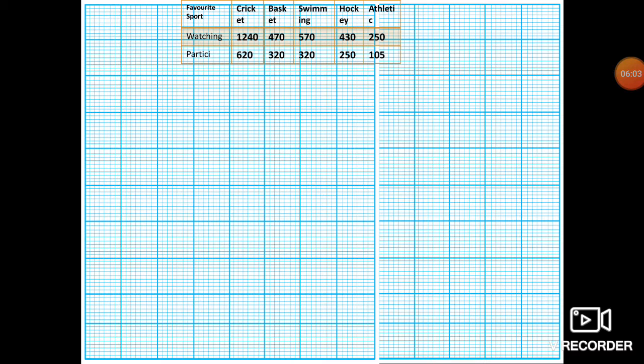So let's construct the double bar graph. We draw the vertical line, then the horizontal line. Bigger numbers are there, so we choose the scale as 1 centimeter equal to 200 people. You can select 100 also. If you have space in your graph book, you can use 100 people.